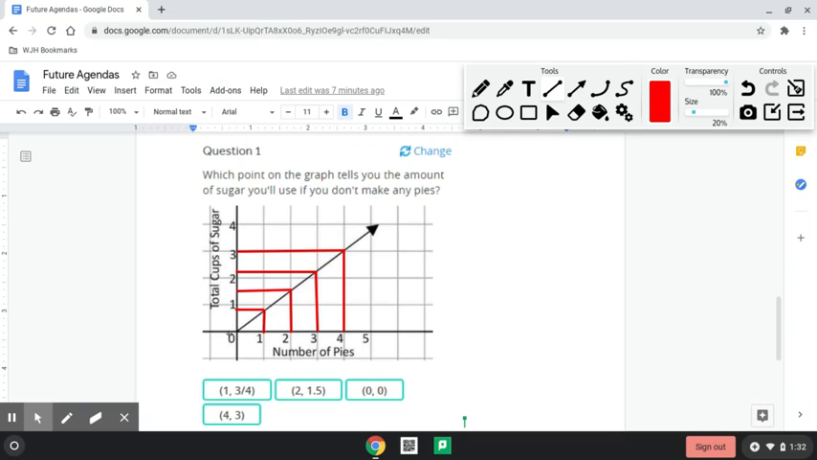Now, sometimes it won't have that. Sometimes it will have a 4 cups of sugar for 0 pies. But obviously, in the case of pies, if you're not going to make a pie, you don't need any ingredients. So you could probably have figured that out just with your logic. But we're learning how to read graphs, and that's why we make it harder.